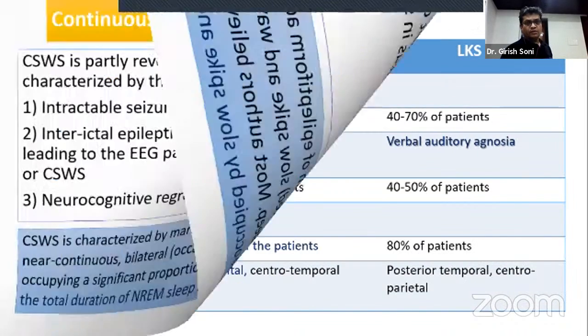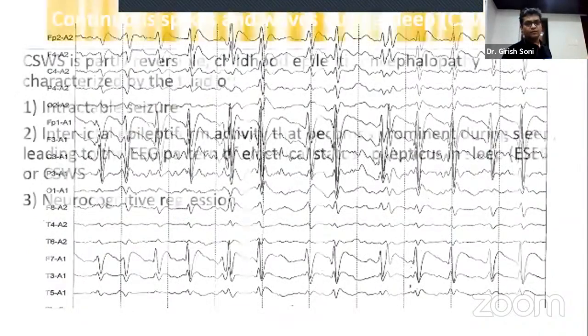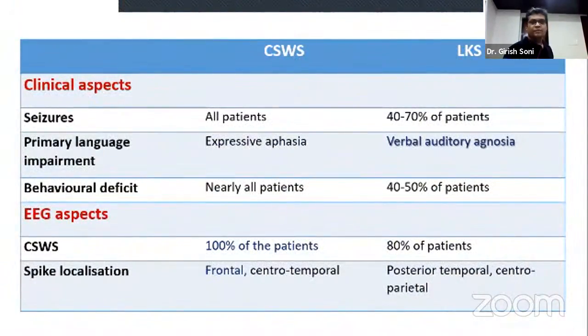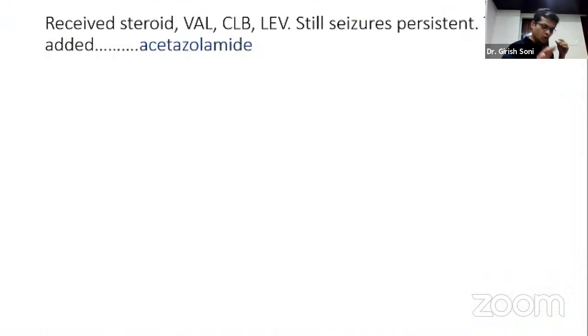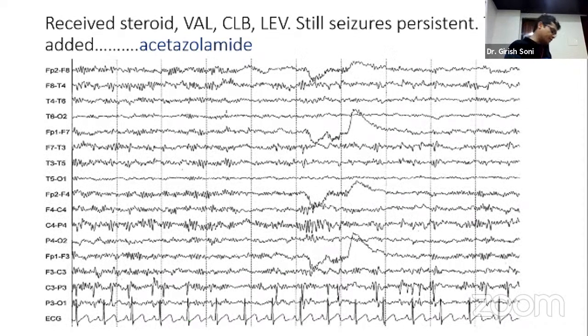This patient, the age of this patient what I showed, we worked up thoroughly. MRI was normal, CSF showed mildly elevated protein. She received good doses of steroid, valproate, levetiracetam, and Frisium, but seizures were persistent. There was partial response in terms of cognitive decline. We planned IVIG for this patient, but after thorough reading, we added acetazolamide, and within 10 days seizures subsided and cognitive decline started showing improvement, and this is the EEG after 2 to 3 weeks of adding acetazolamide.